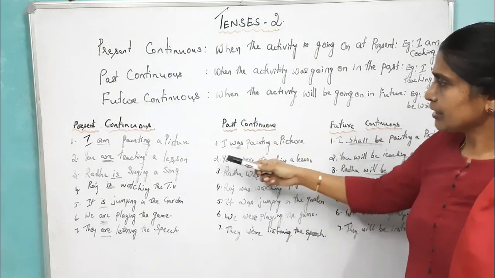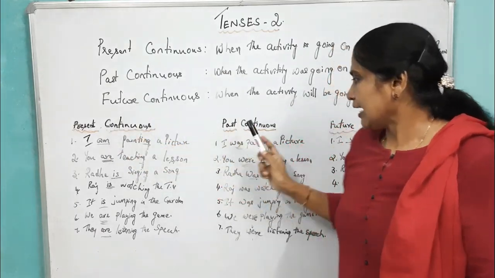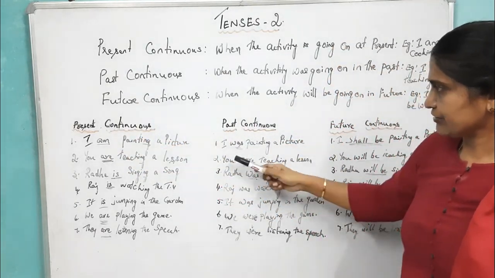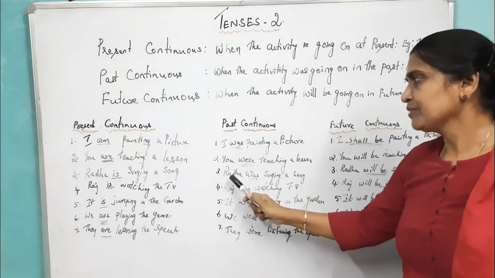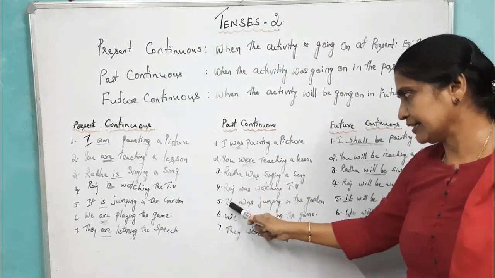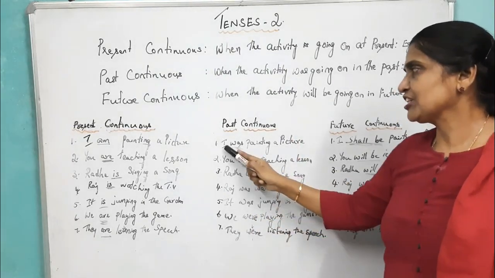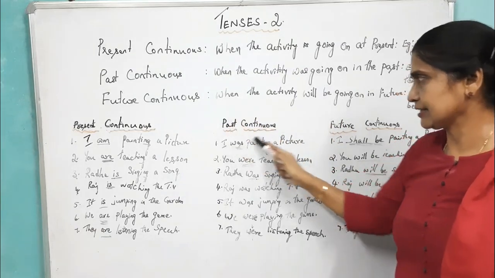Okay. So here I was. Here you have to write I am. And here was, were for everything. If it is singular, you have to write was. And if it's plural, you have to write were. Radha was, Raj was, it was, we were, they were. Plural, you have to use were. Singular, you have to use was in the past continuous.